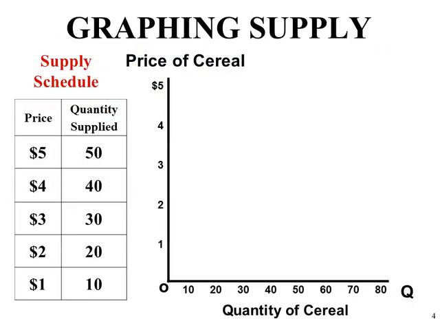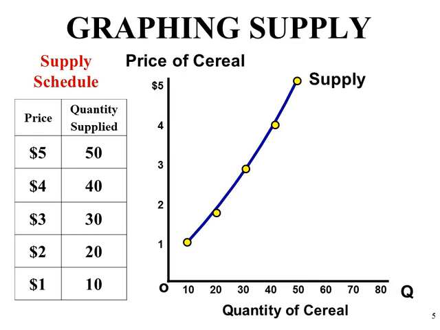So you can take that supply schedule. Here we have a little bit different one, one for cereal. And all you have to do is plot the price and quantity. You should have learned in lesson 1.04 that the price always goes on the vertical axis and the quantity always goes on the horizontal axis, just like it did for demand. You can plot these points. So at $1 we have 10, $2, 20, and so on. When you put all those points together, you get a graph that looks something like this.